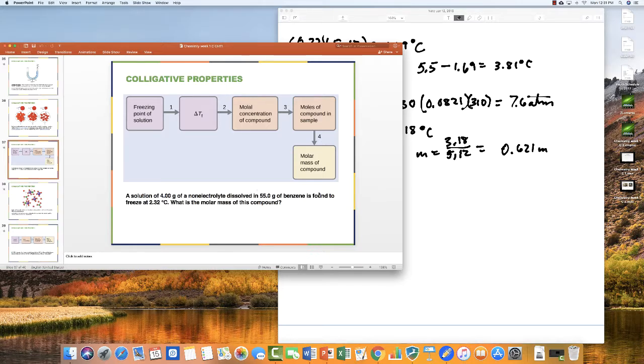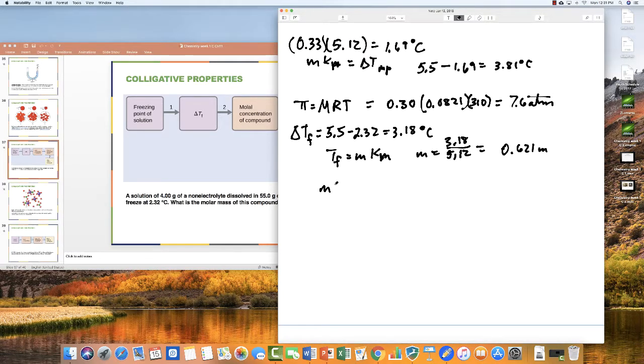The next step is to take that and find the number of moles of the sample. Now you have 55 grams. Remember, molality is equal to the moles divided by the kilograms, and so the number of moles is going to be the molality, which is 0.621, times the number of kilograms, and 55 grams is 0.055 kilograms. And so the number of moles is going to be 0.034 moles.